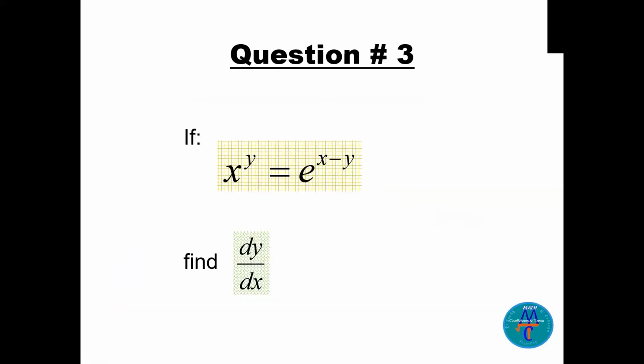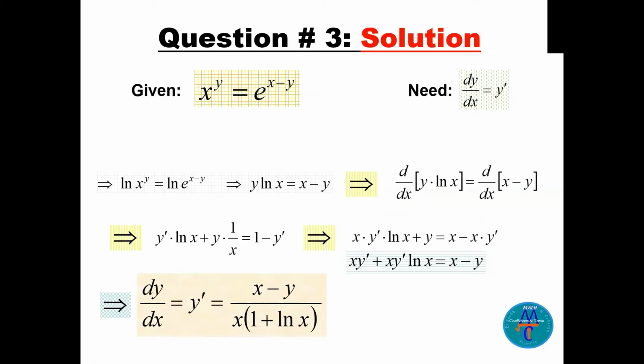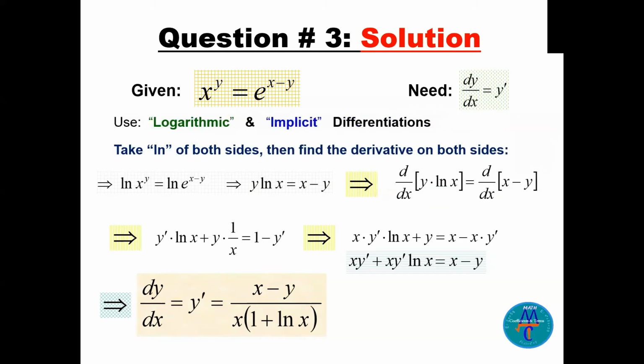Question number 3 may be a little harder. x to the power y equals e to the power x minus y. Let's find dy over dx. For the solution of question number 3, we can use logarithmic differentiation and implicit differentiation. So we can take ln of both sides to make the function easy. ln of x to the power y is equal to ln of e to the power x minus y. Just directly take ln on both sides. Use the properties of logarithms. So this becomes y times ln of x equals x minus y.